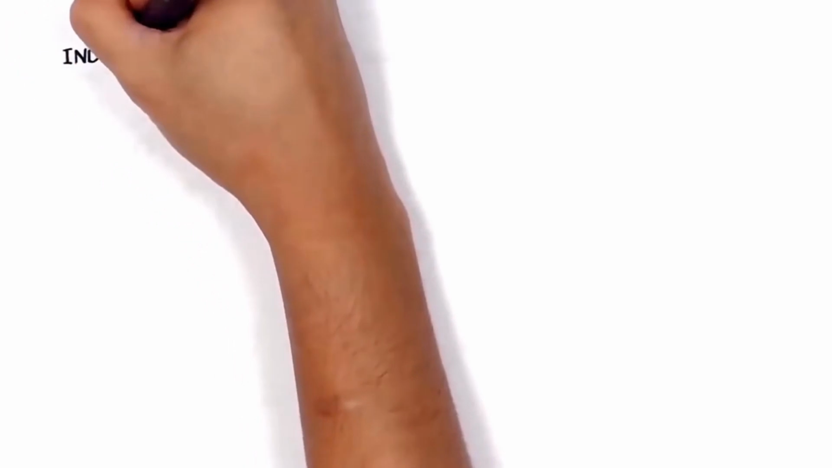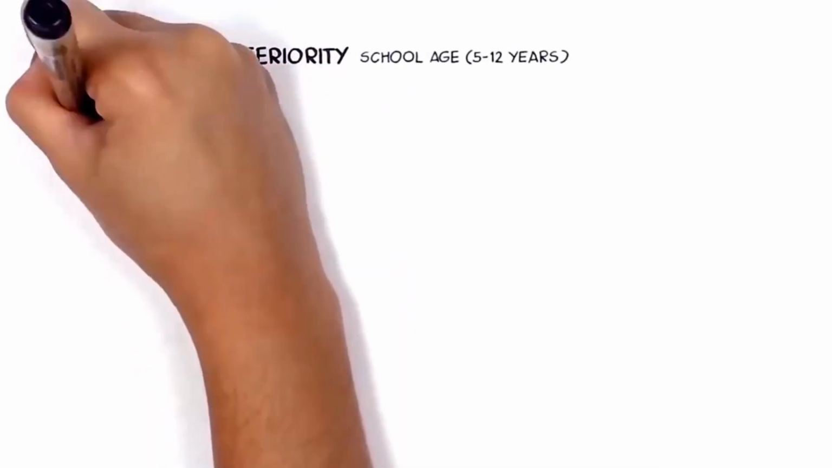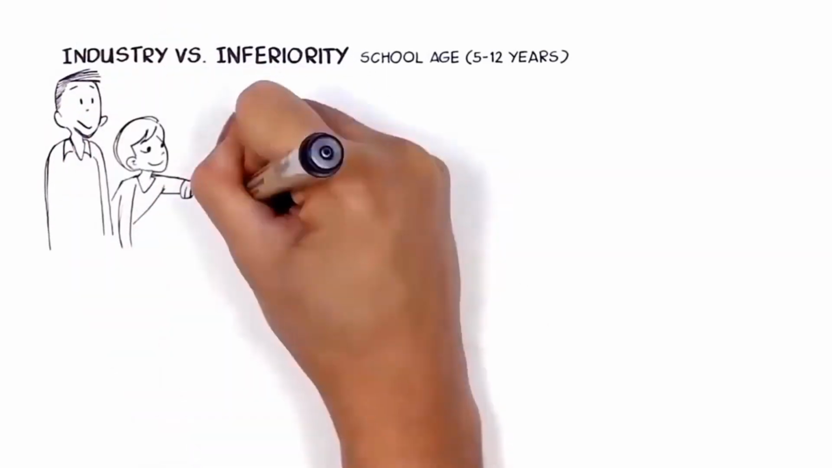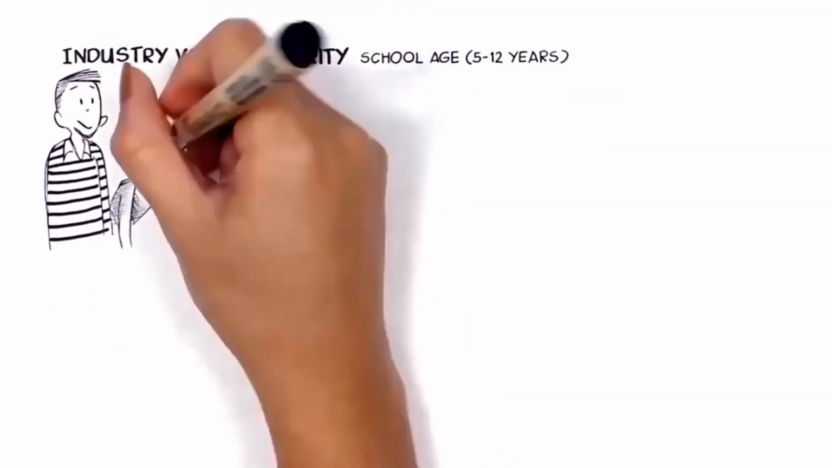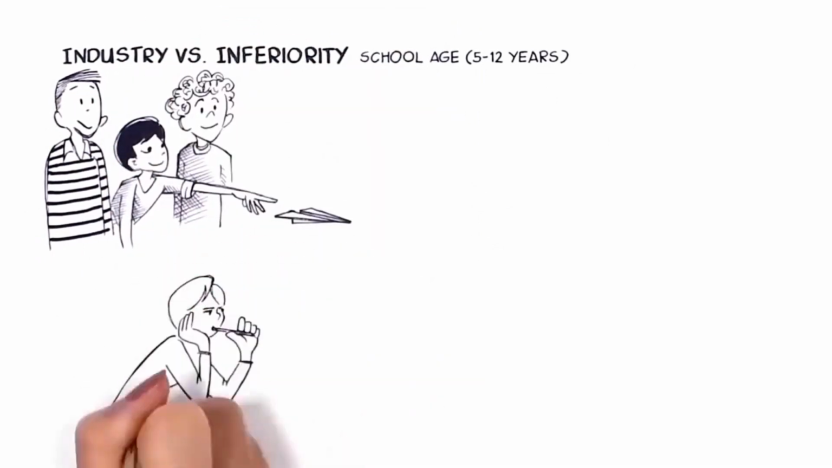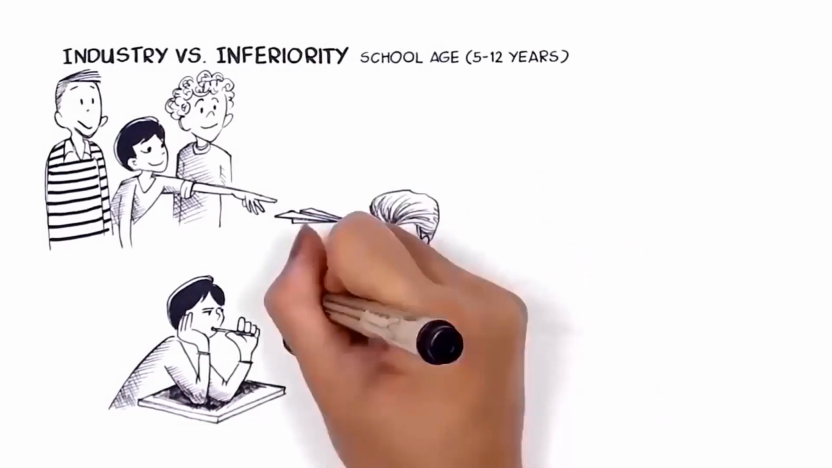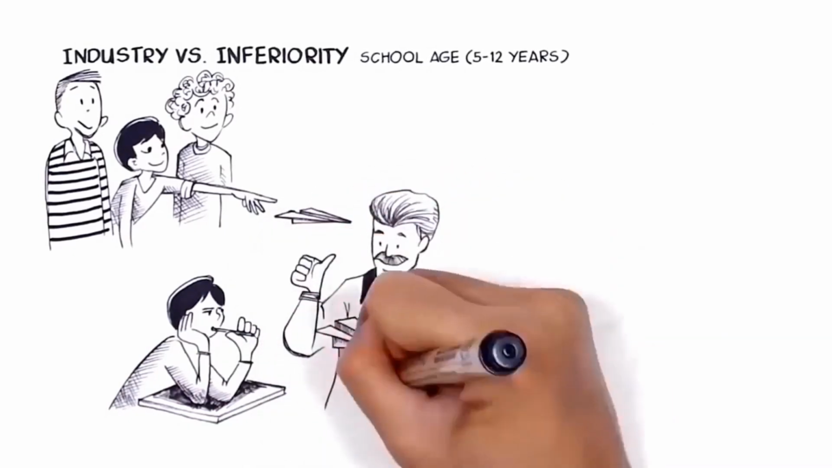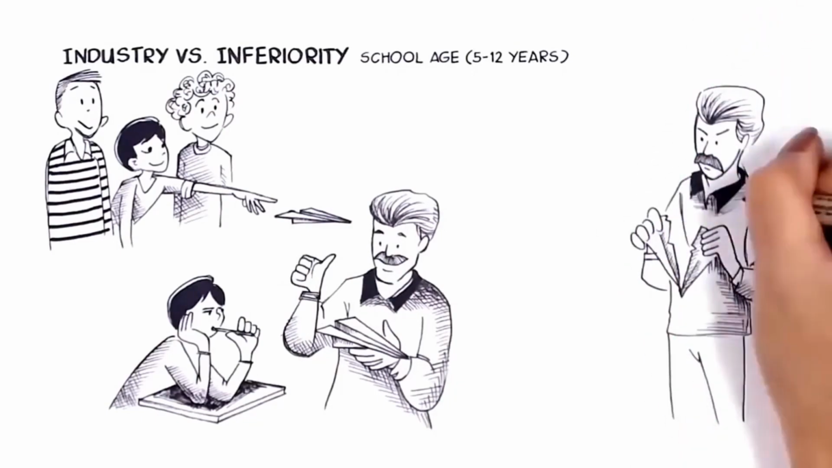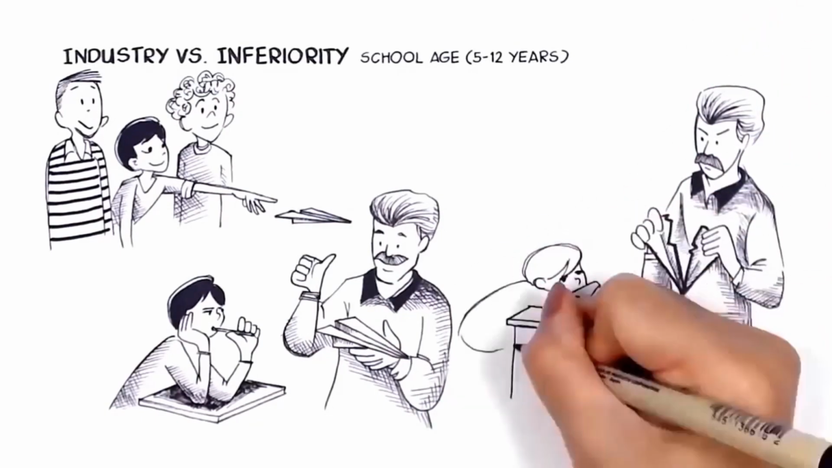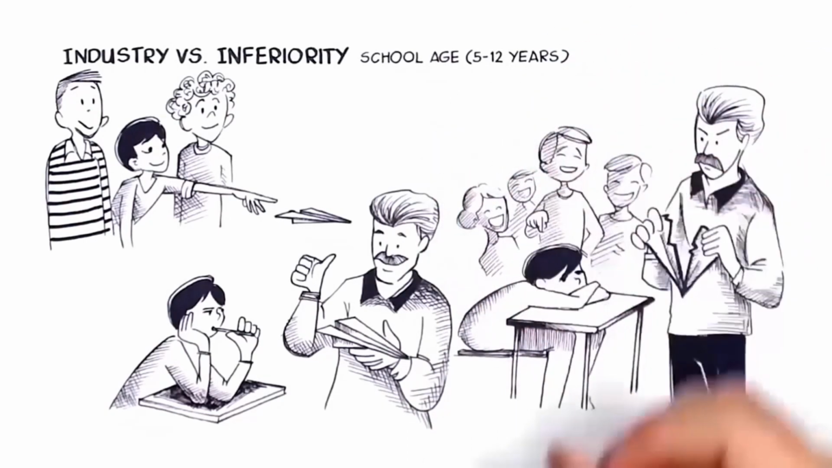Stage 4. Industry versus inferiority. Now we discover our own interests and realize that we are different from others. We want to show that we can do things right. We ask if we can make it in this world. If we receive recognition from our teachers or peers, we become industrious, which is another word for hard working. If we get too much negative feedback, we start to feel inferior and lose motivation. Our neighbors and schools now influence us the most.